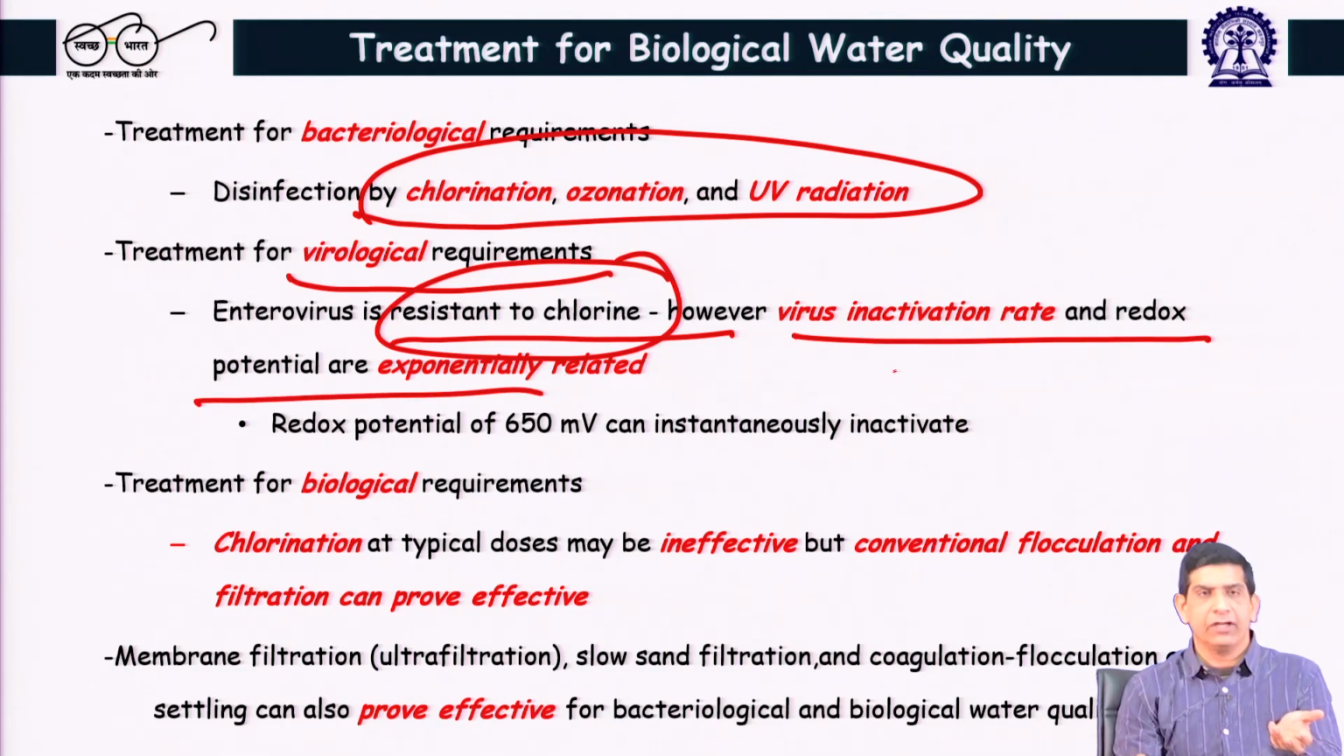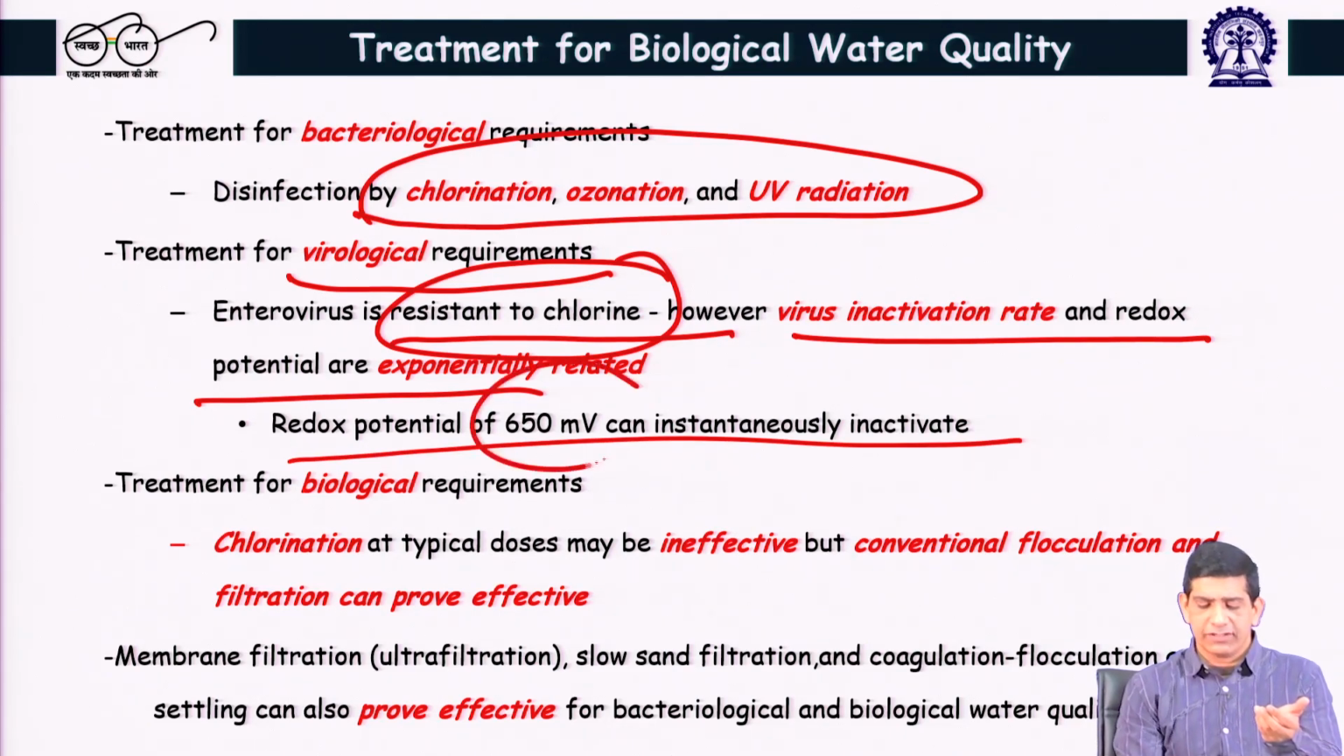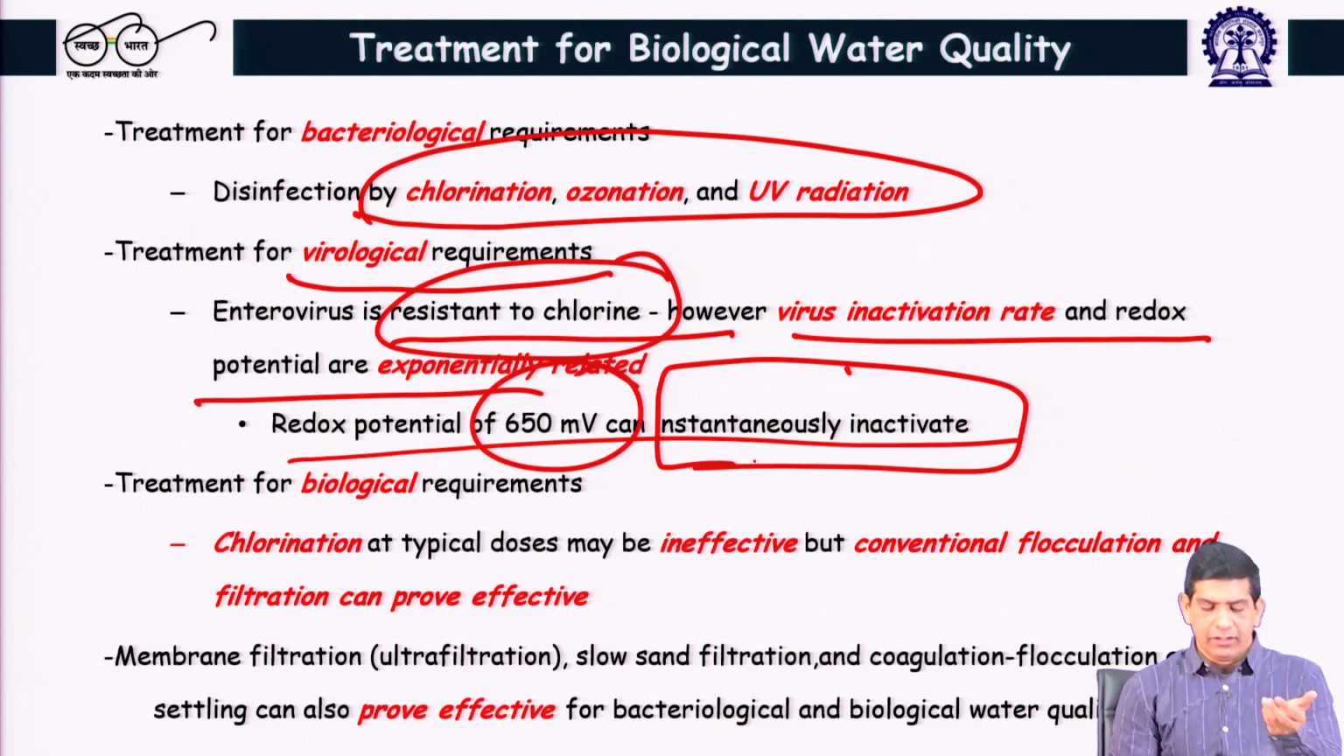Then for virus treatment, some viruses are resistant to chlorine, but virus inactivation and redox are exponentially related. So, if you put a redox of around 650 millivolts, that makes most of the viruses instantaneously inactivated. Now, treatment for biological requirement, again chlorination, but it could be ineffective.